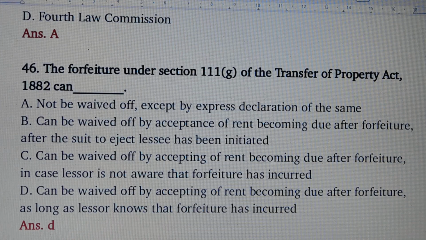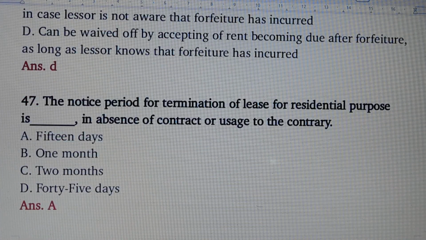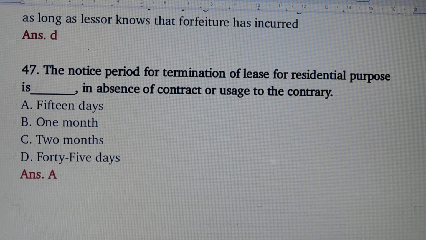Question number 46. The forfeiture under section 111G of the Transfer of Property Act can. Answer is option number D, can be waived off by accepting of rent becoming due after forfeiture as long as lessor knows that forfeiture has incurred. Question number 47. The notice period of termination of lease for residential purpose is dash in absence of contract or usage to the contrary. Answer is option number A, 15 days.